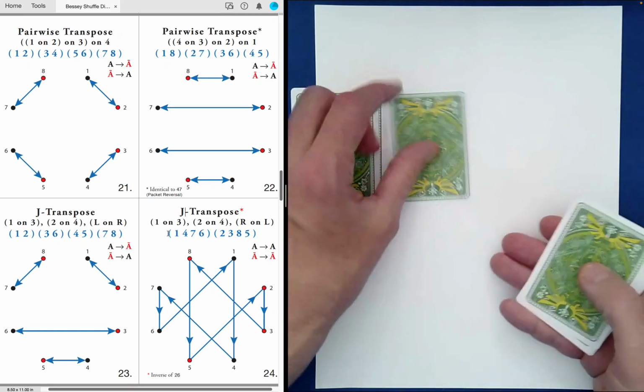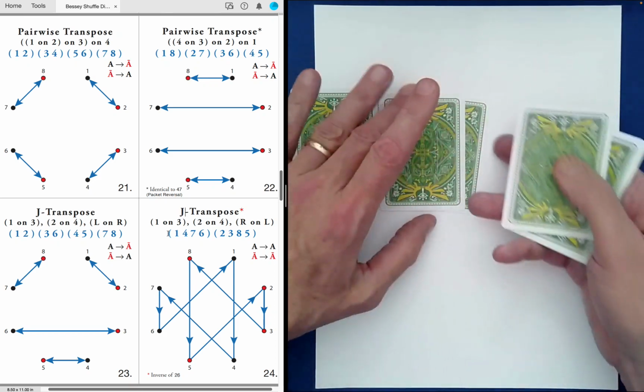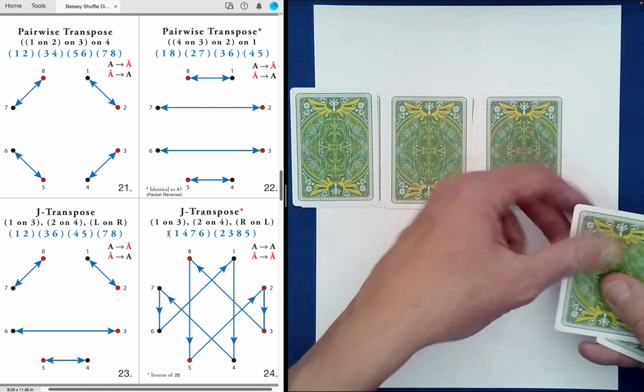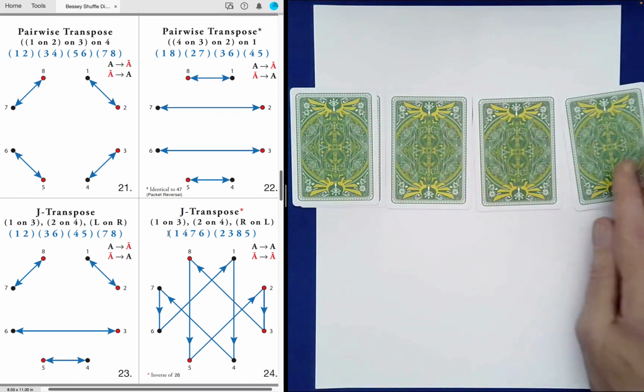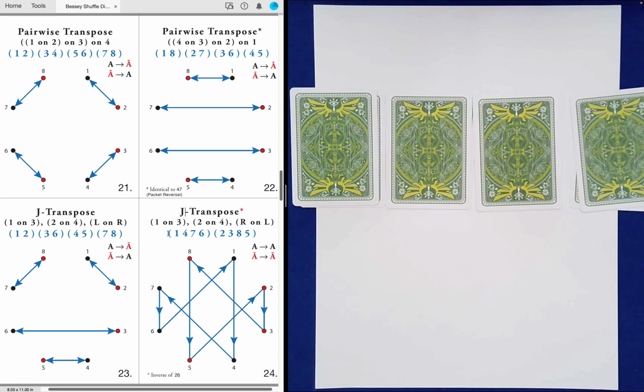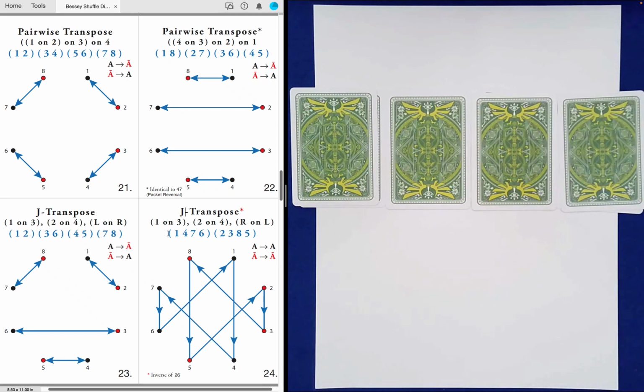Okay, so that's a judicious transpose. Okay, now all of these shuffles begin with the same dealing out, right? Hopefully I've made that clear. The only difference is the stacking. And that stacking makes an enormous difference to the outcome of the ordering of the cards.